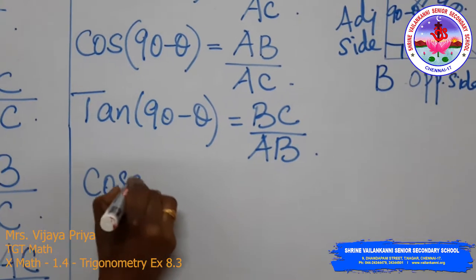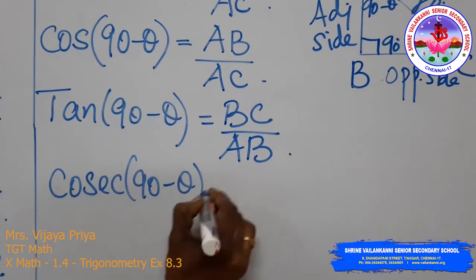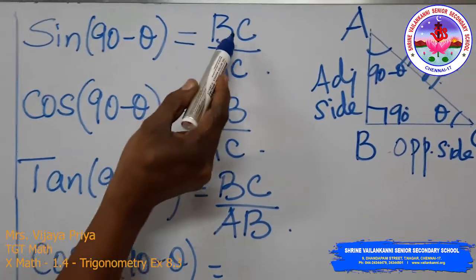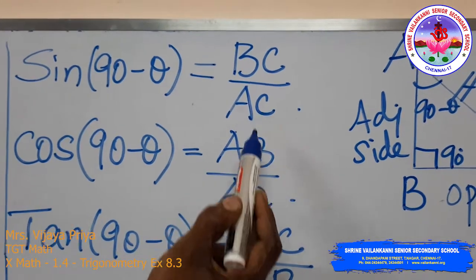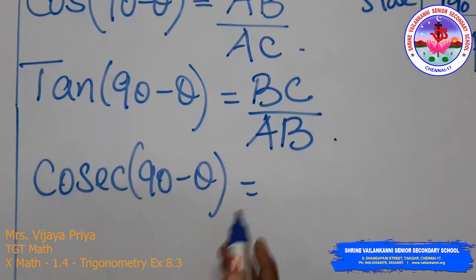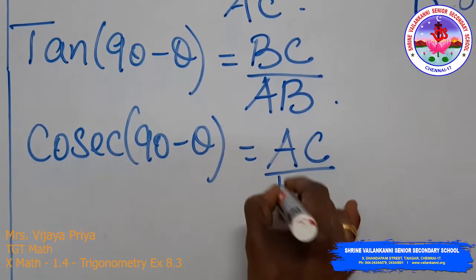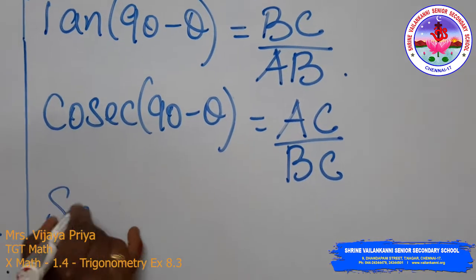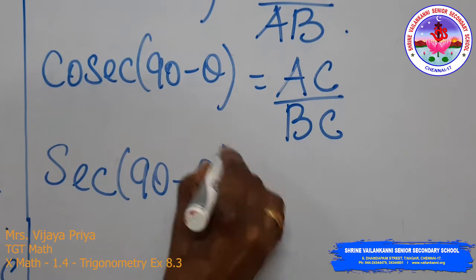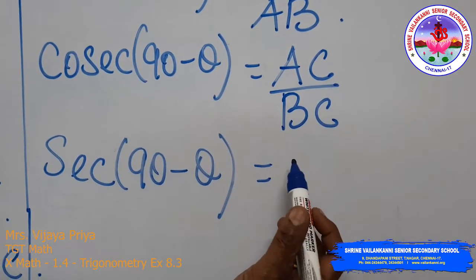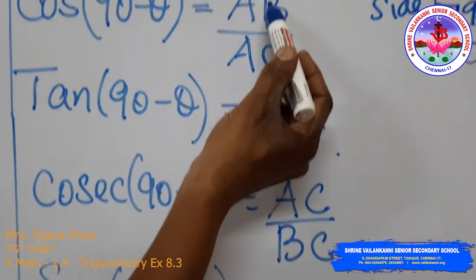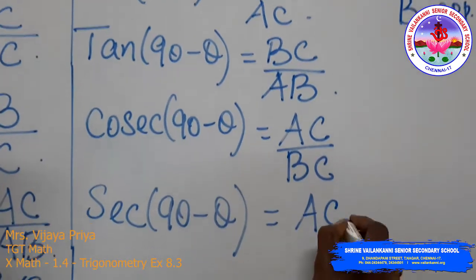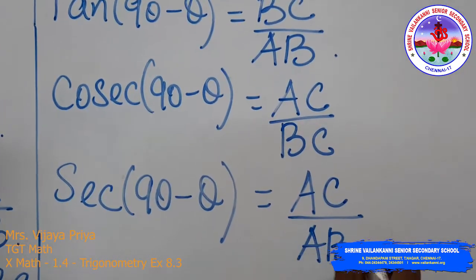Now cosecant of 90 minus theta is the reciprocal of sin of 90 minus theta, where sin is equal to BC by AC. So cosecant of 90 minus theta is equal to AC by BC. Now secant of 90 minus theta is the reciprocal of cos of 90 minus theta, where cos of 90 minus theta is equal to AB by AC. So secant of 90 minus theta is equal to AC by AB.